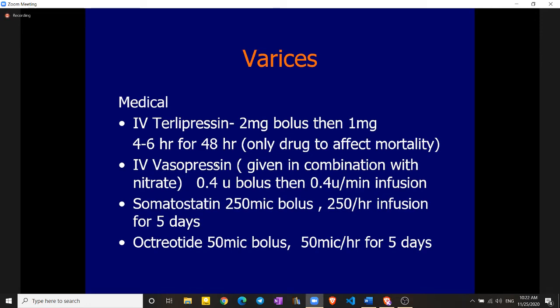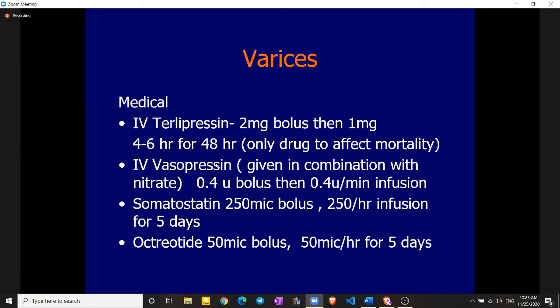You get an MCQ. What are the drugs that affect mortality in bleeding from varices? Terlipressin, somatostatin, octreotide. All three have a mortality benefit. Vasopressin, of course, doesn't have, and it shouldn't be used for variceal bleed anymore, right?